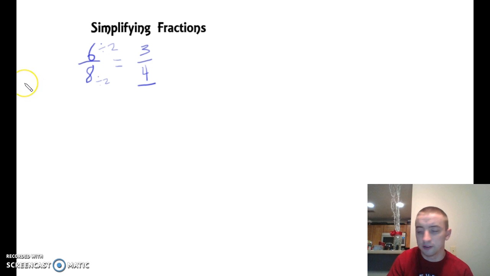Let's say I have the fraction 9/12. Well, I can't use 2 for 9/12, because 9 is not even, so I can't divide by 2. That doesn't mean I can't simplify it. So I gotta think, what other numbers do they have in common? What other factors do they have in common? What is my greatest common factor of 9 and 12?